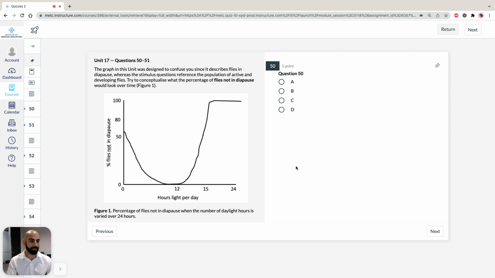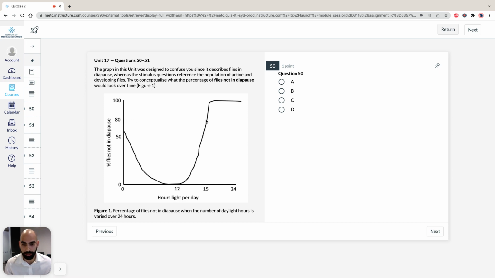Question 50 says: 80% of the fly population grows and develops when the number of hours of light per day is somewhere between. Now, here's the trick. It says 80% grow and develop. The y-axis provided by ACER has diapause, where there's no growth and development. So the 80% where there's growth and development is going to be the 20% on that graph. That's why I flipped it: if you flip the graph, you see 80% that aren't in diapause, the ones that are developing and growing.